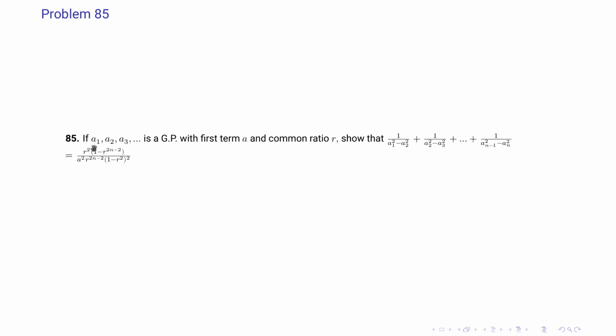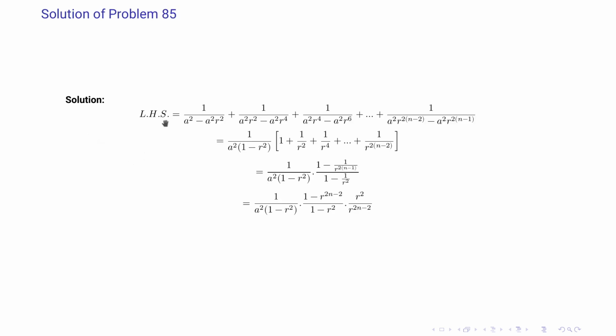Problem 85 says that if a1, a2, a3 is a GP with first term a and common ratio r, so that 1 by (a1 square minus a2 square) plus 1 by (a2 square minus a3 square) plus up to 1 by (a n minus 1 square minus an square) is equal to r square multiplied with (1 minus r to the power 2n minus 2) divided by a square r to the power 2n minus 2 multiplied with (1 minus r square) whole square. So our left hand side is this much.